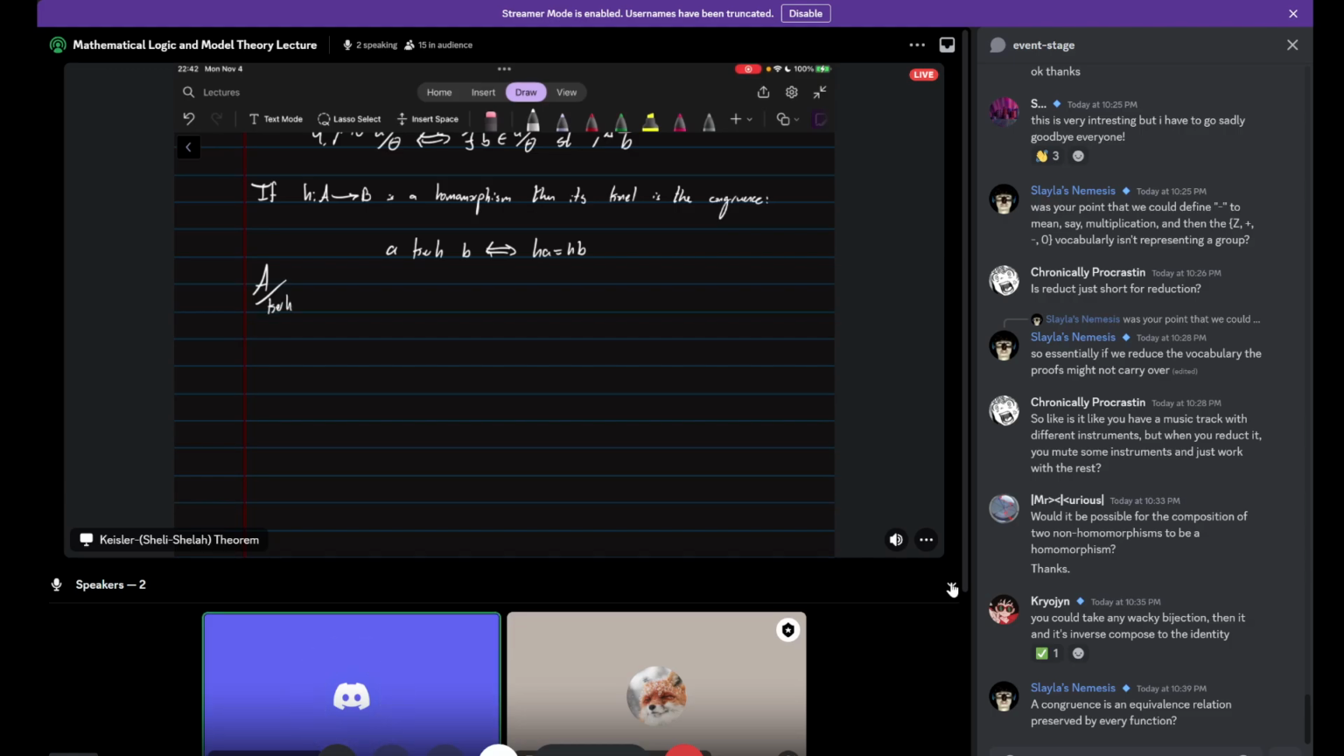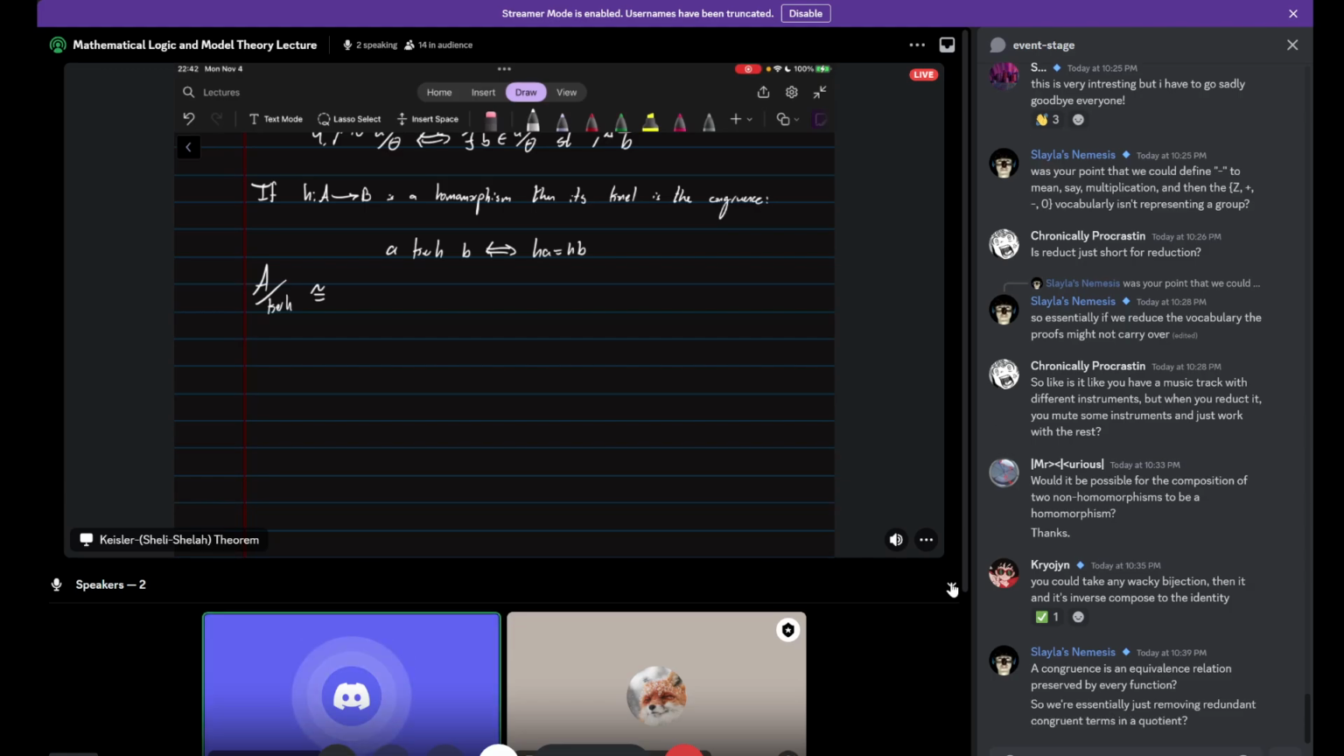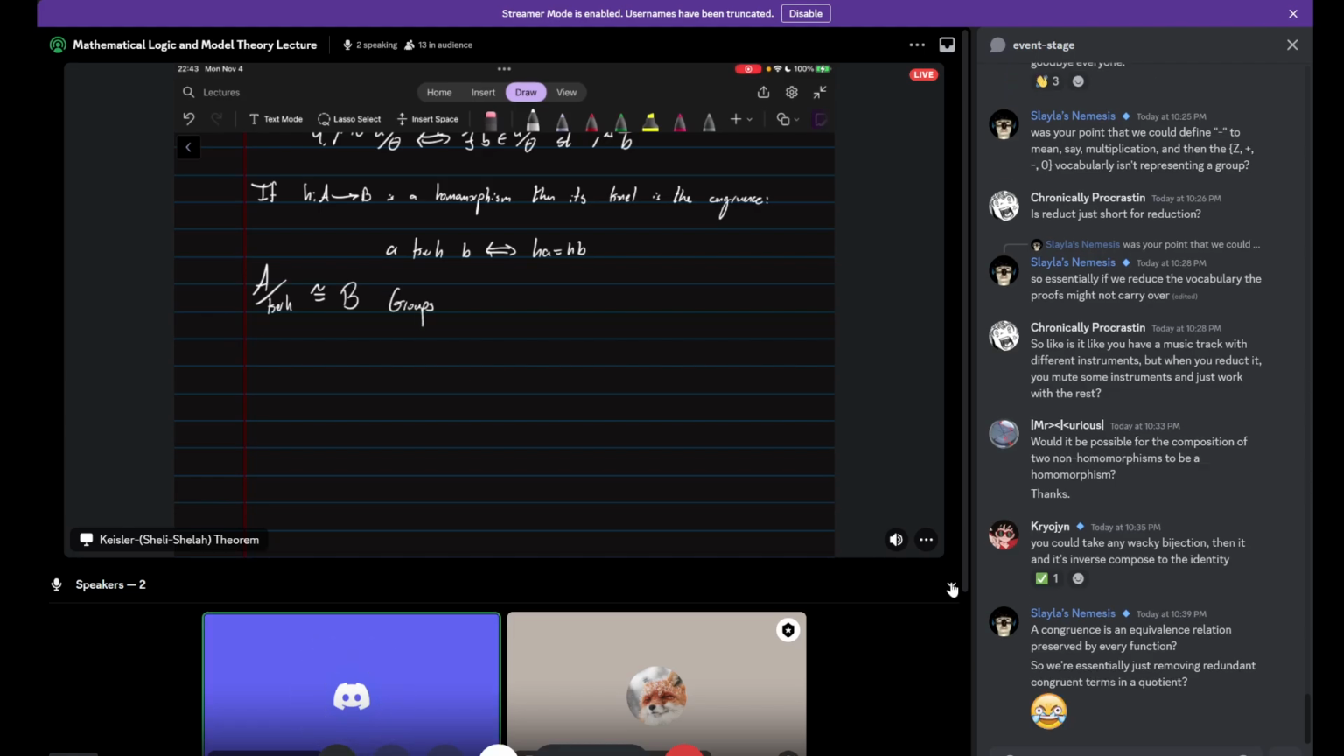And if we remember, if h is surjective, for groups we got that this was isomorphic to B. Okay. So in groups, we get this, right? This is the first isomorphism theorem. So the question is, does this hold for structures as well? And the answer is yes. That's our first theorem.